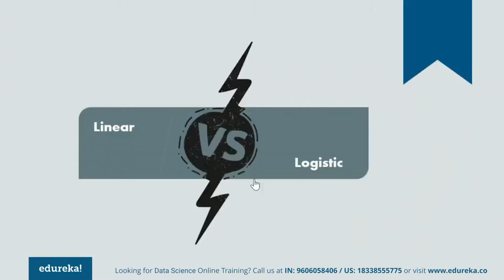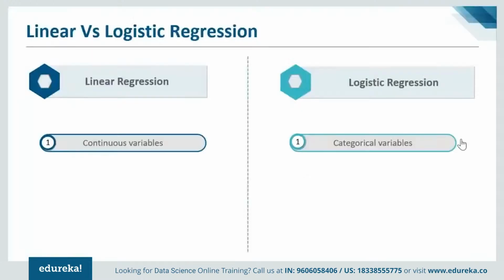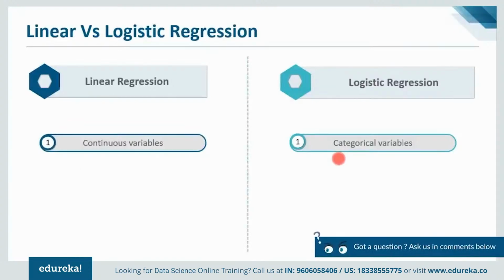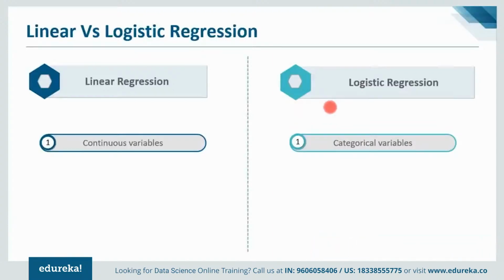Next, let us see what are the major differences between linear regression versus logistic regression. First of all, in linear regression, the value of y is a continuous variable, or the variable which we need to predict is continuous in nature. Whereas in logistic regression, we have a categorical variable. So the value which you need to predict should be discrete in nature. It should be either 0 or 1, or it should have just two values to it.